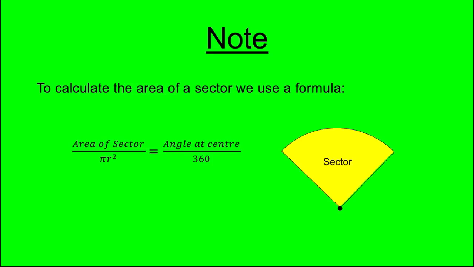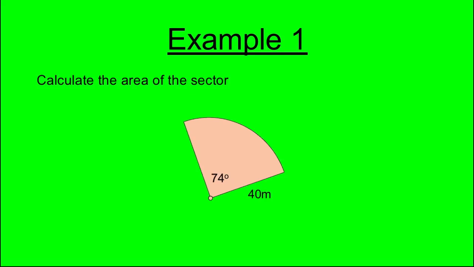To calculate the area of a sector, we use a formula. Area of sector divided by pi r squared is equal to angle at centre divided by 360. Example 1. Calculate the area of the sector.